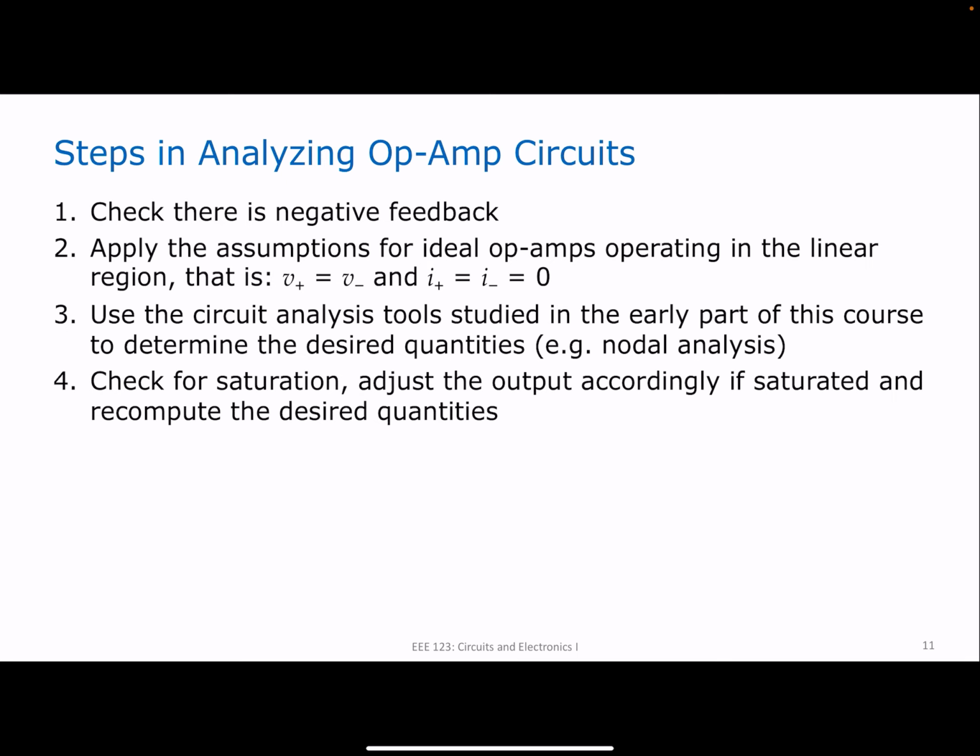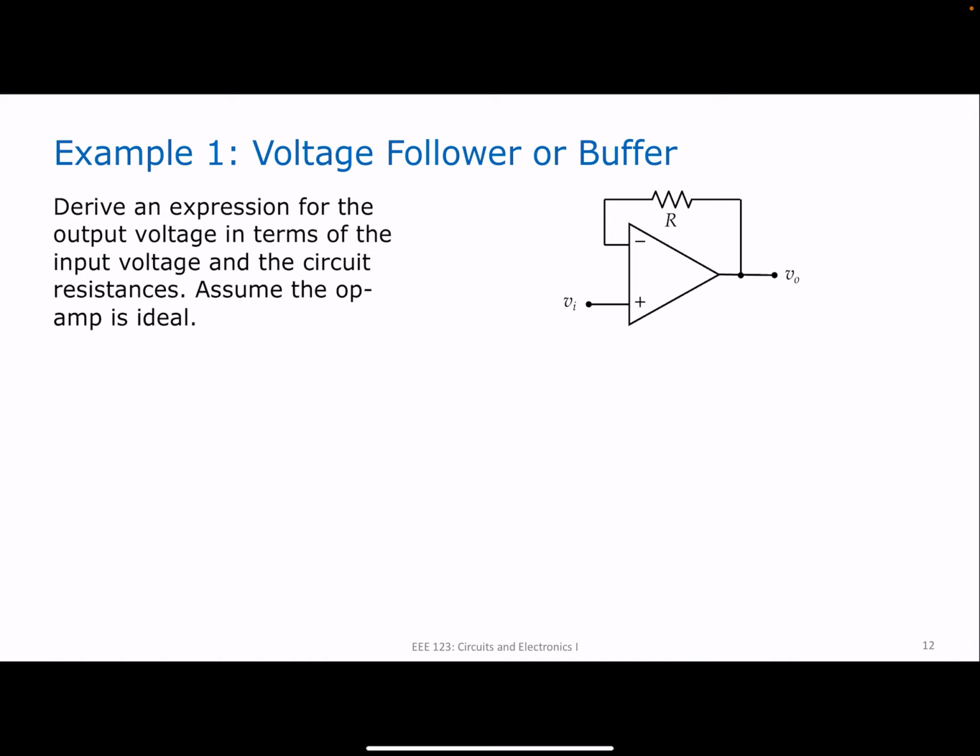Now, after determining the desired quantity, check for saturation. You still have to check for saturation. If you see that the output is saturated, then you just have to adjust the output accordingly and recompute the desired quantities. So let's go for a few examples.